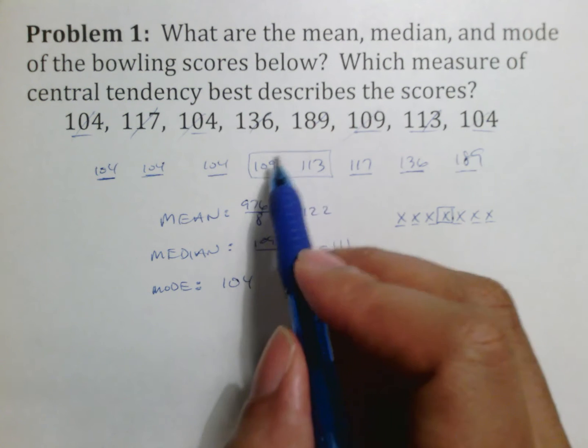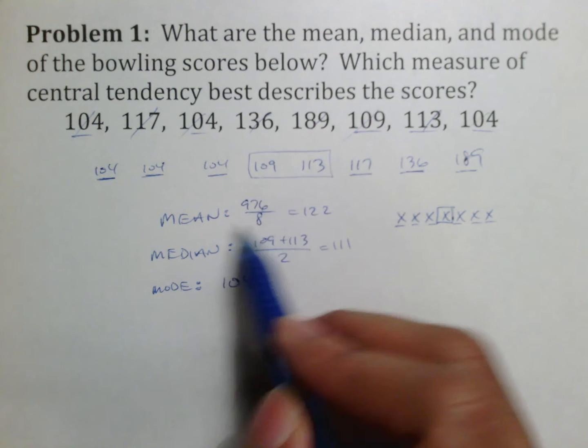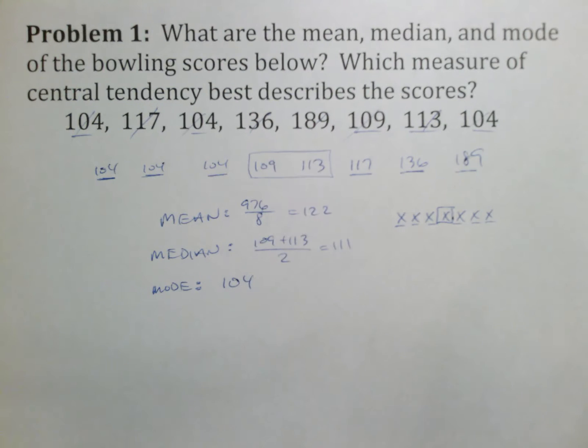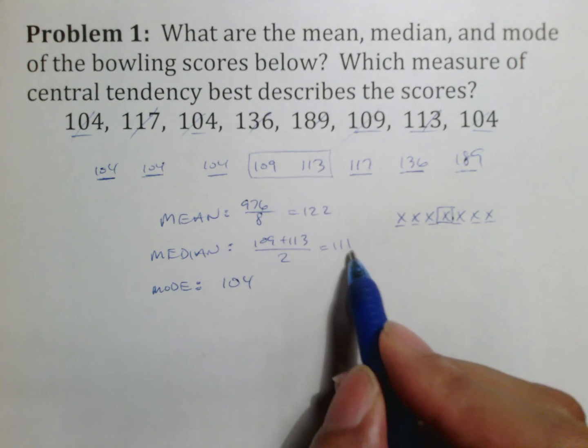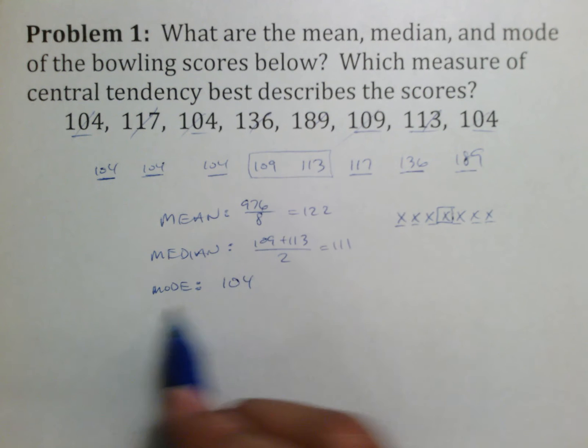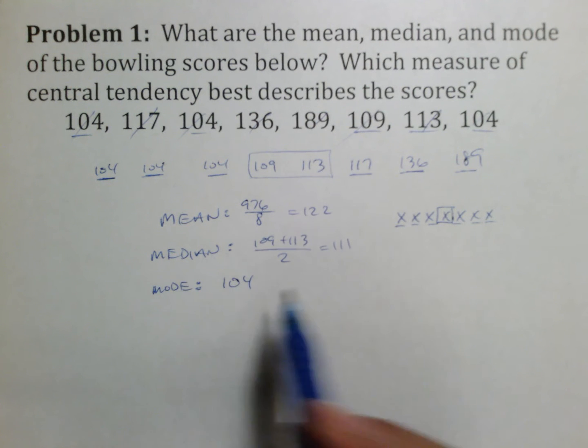But if there's two of them, that's when you add these two up. Pretty much you do the mean for these two numbers here by adding them up and then find out what the middle is. But that's how you do median if there's more than one, and then mode again is whatever occurs the most, and in this case it's 104.